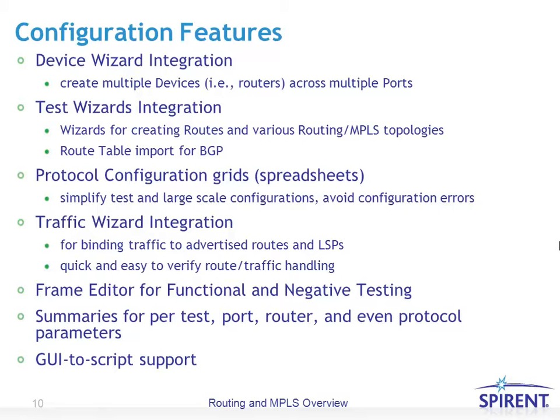There's various protocol configuration grids, or what we call spreadsheets. I mentioned you might have hundreds of routers on a port and you want to change the autonomous systems for them all with just a copy down or fill increment type of function. For data plane testing, there's also the traffic wizard integration, where you can set up a device to advertise thousands of routes, and it's real easy to set up through the wizard the traffic to send to and from those routes. There's also support for creating individual frames that look like protocol frames.